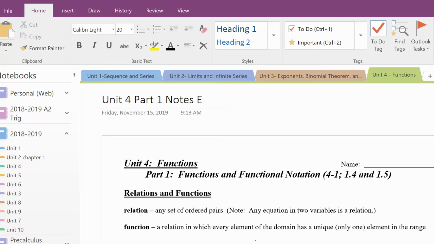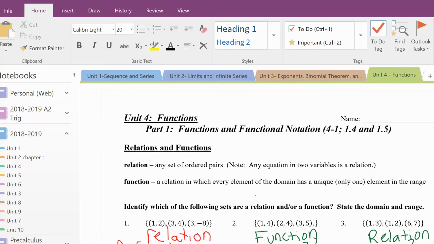Welcome to tonight's video, Unit 4, Part 1, talking about functions. So the first part of the video talks about the difference between a relation and a function. All equations are relations. A relation is any set of ordered pairs. So any equation in two variables is a relation.